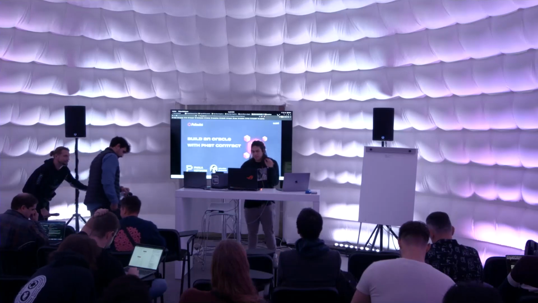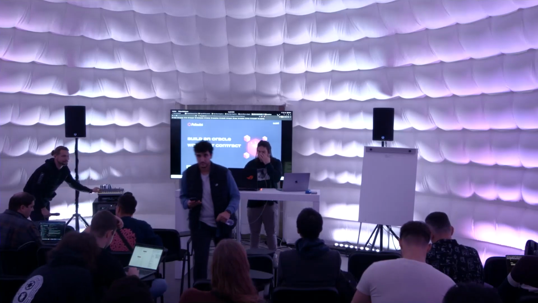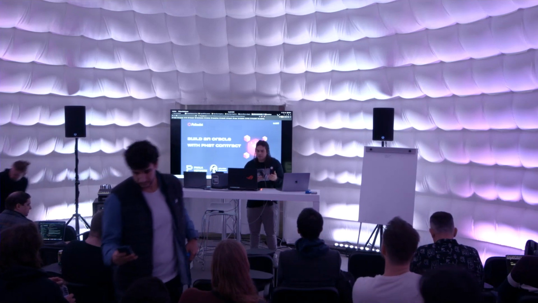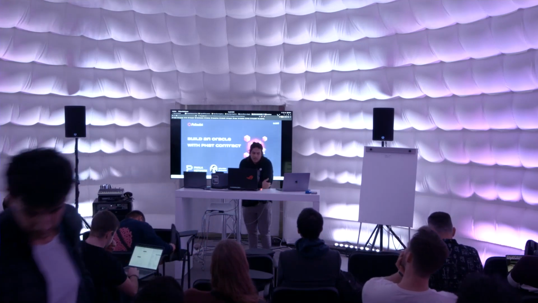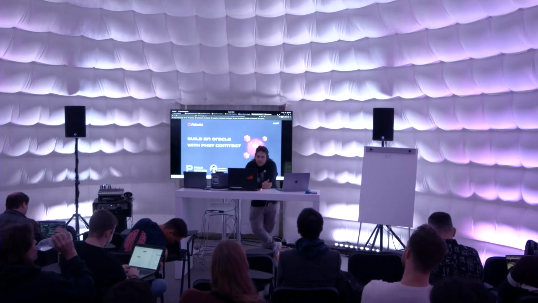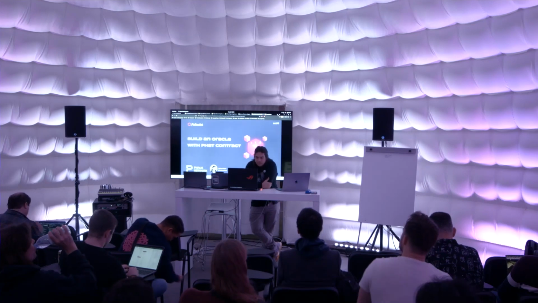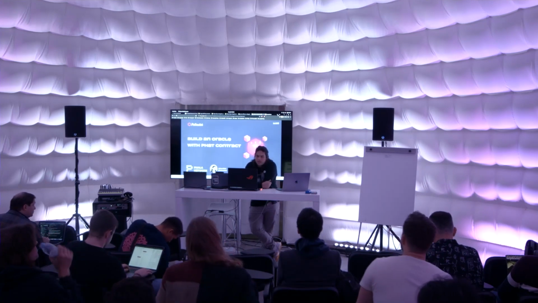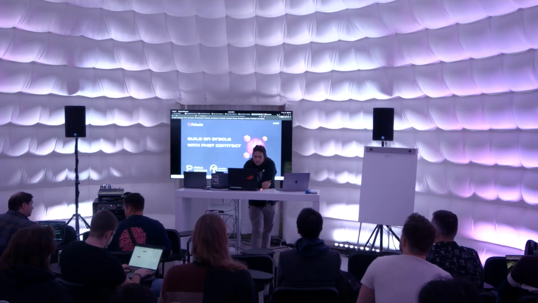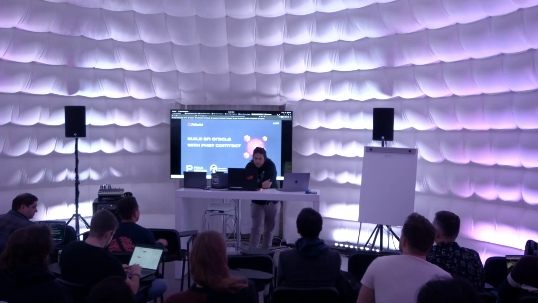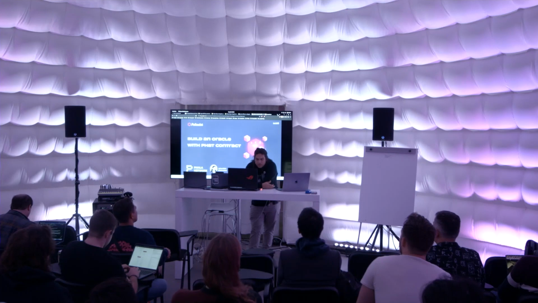All right, I'm just going to do a short little introduction. Today's topic, we're going to show you how to build an Oracle with Phat Contracts, and then dive into an extension of this implementation where we utilize an off-chain rollup pallet to ensure that these Phat Contracts can execute an atomic transaction on a Substrate-based chain.